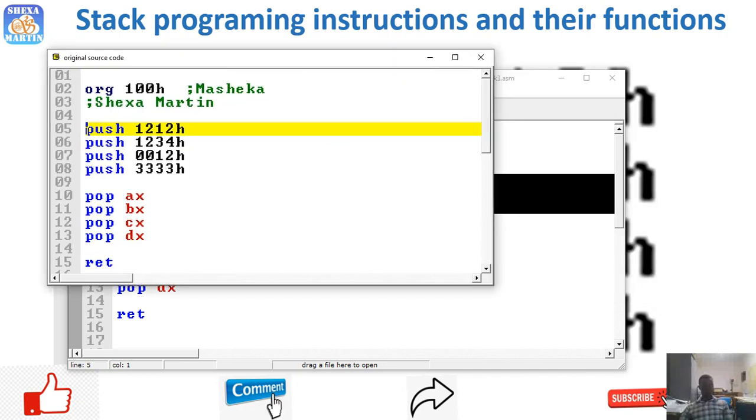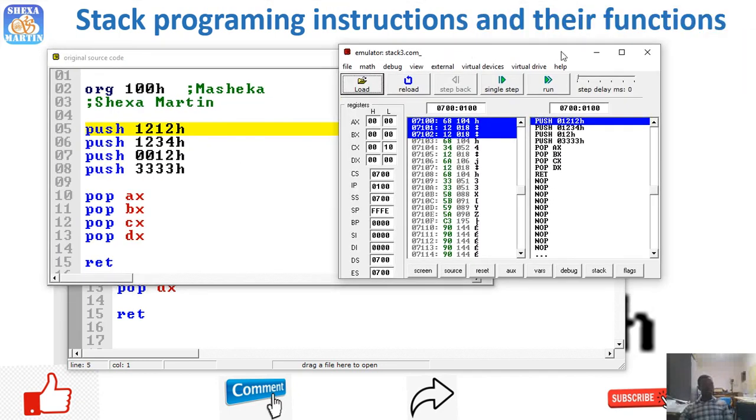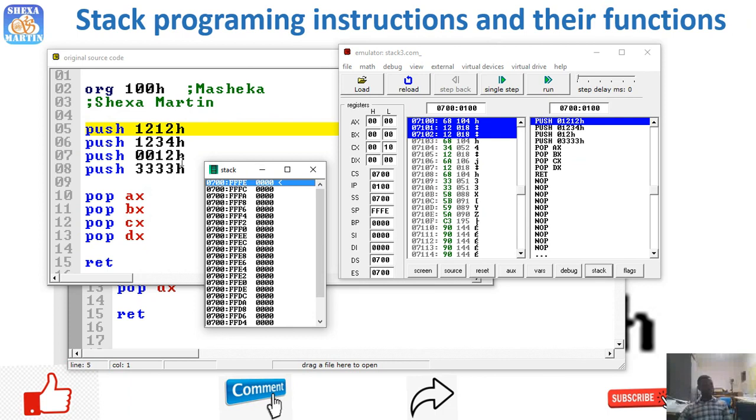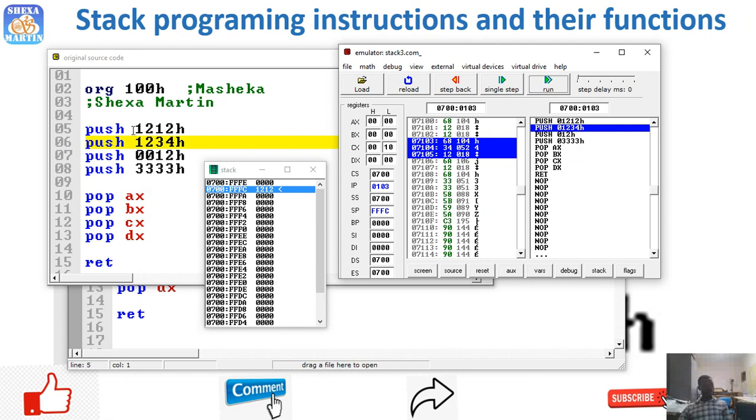Right, so this is the code that we have, and these are our registers, and here is the stack. If we run to here, then 1212 is pushed onto the top of the stack. So what is this arrow, or this angle bracket, representing? The stack pointer. Officially, this is the one pointing at the top of the stack.